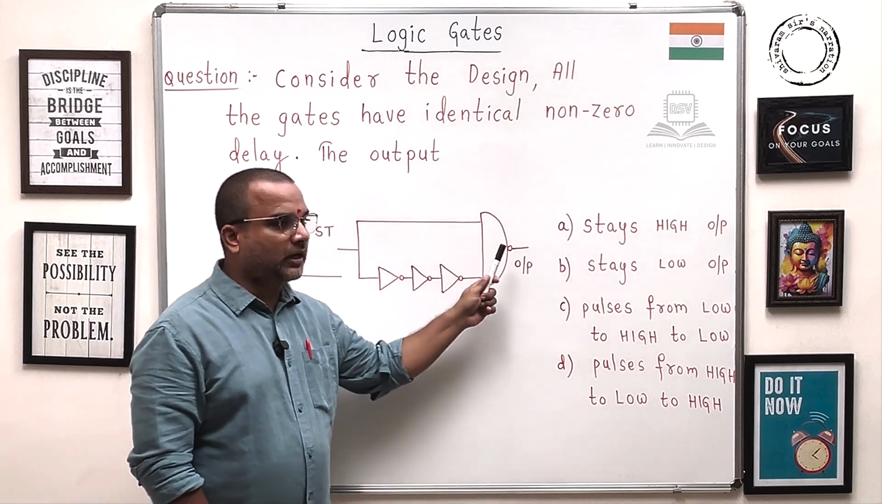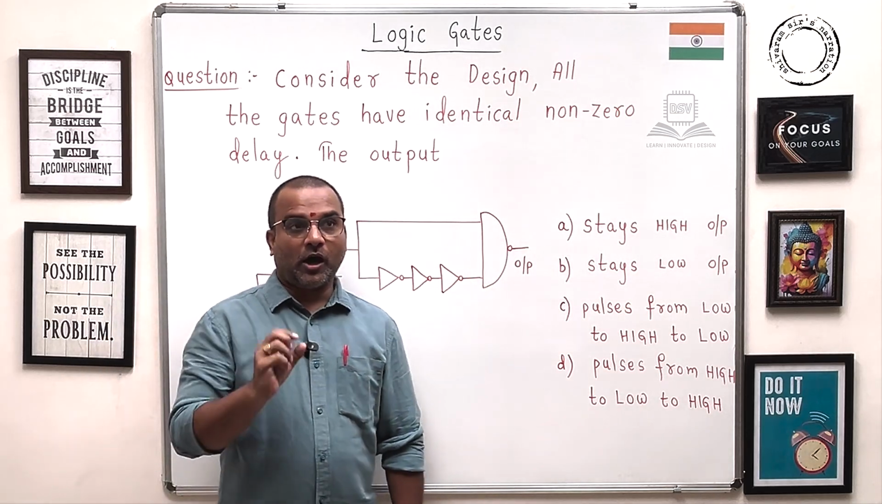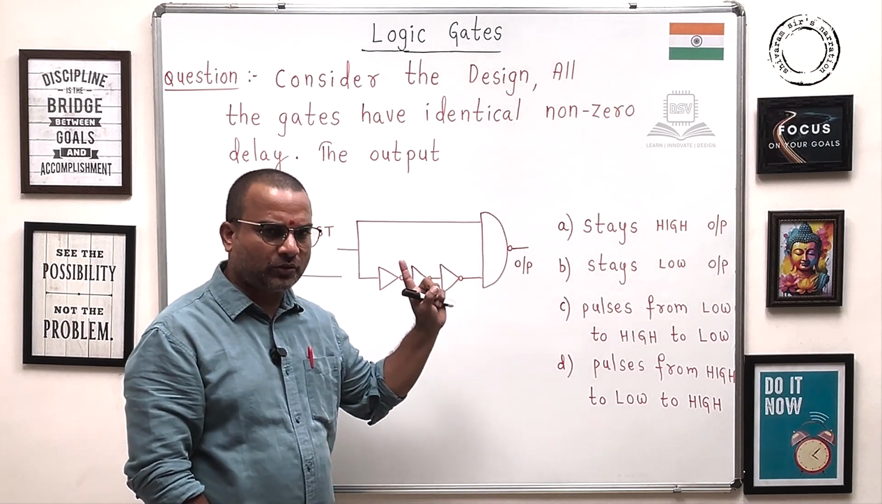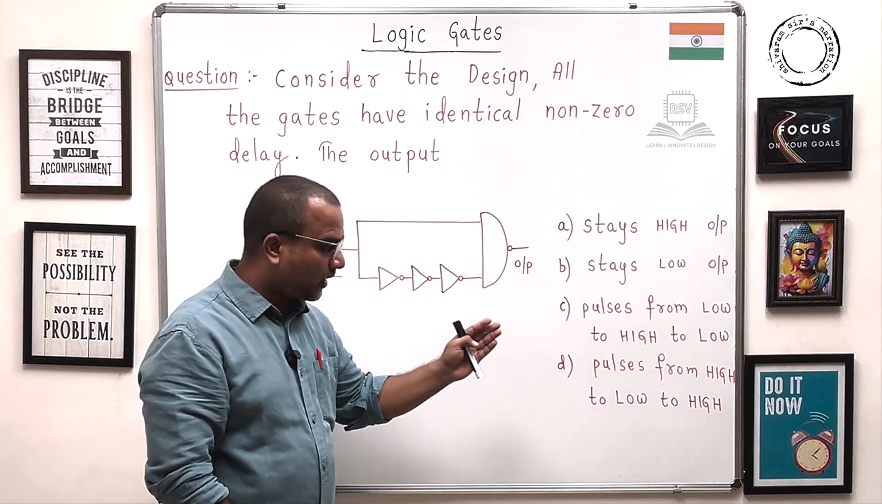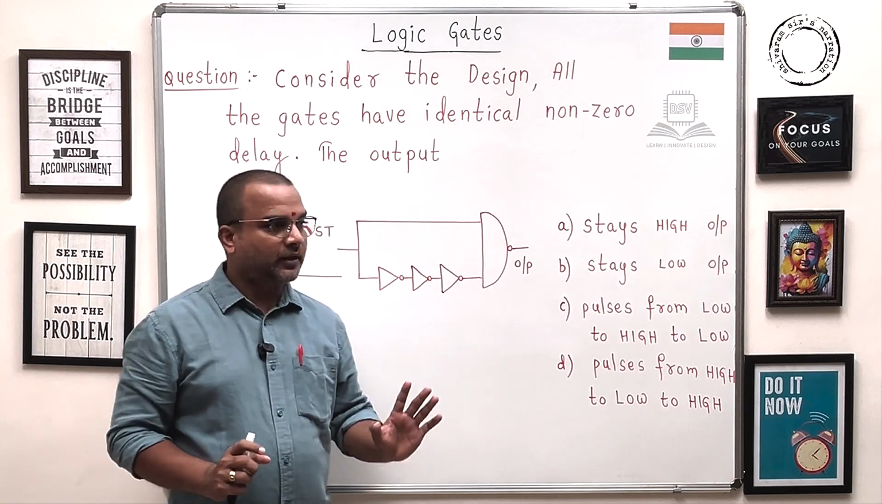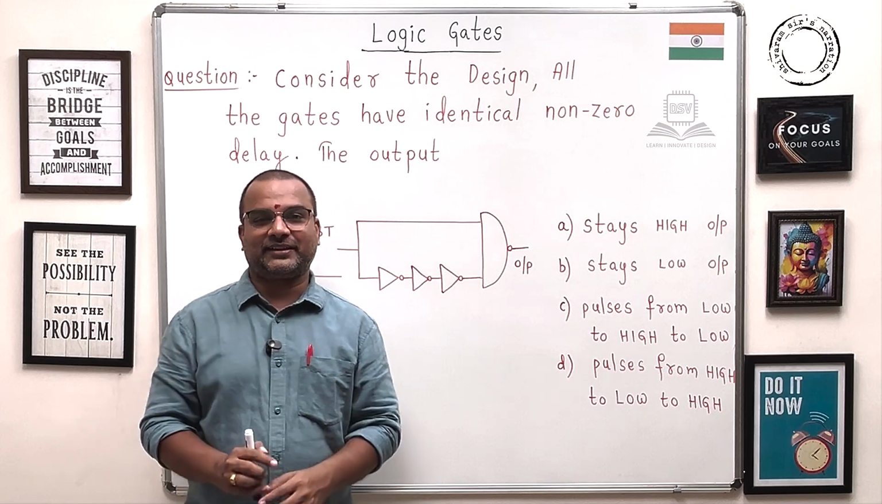Now what about the output? They are not asking you to draw the output waveform, but how does the output waveform look like? Does it stay high only, low only, low to high, high to low, or high to low, low to high? This is the given design challenge, and we want to crack it.